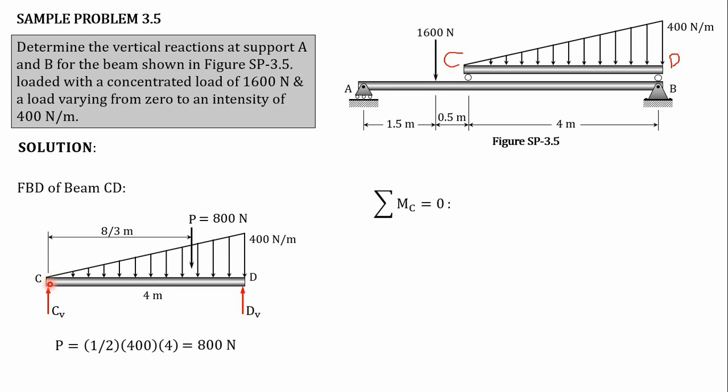When we take the summation of moment at point C, our CV does not produce a moment. Class, our CV does not produce a moment. So therefore, when we take the summation of moment at C, there will be only one unknown involved, dV. So the summation of moment at point C is equal to 0, and we assume that clockwise is positive.